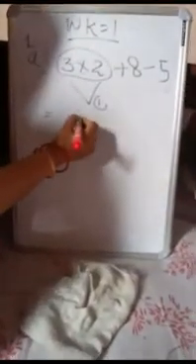First step is we have to do this solving. Firstly solve 3 into 2, multiplication sign. 3 2s are 6. Now copy down all the other signs as they are. Plus 8 minus 5. Right?